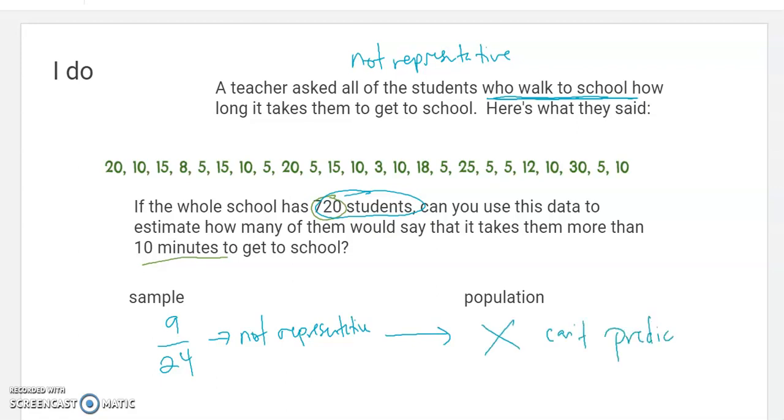It's not enough just to have a sample. It has to be a representative sample, and that's really important to remember. So you've got to analyze your sample first in order to do that.